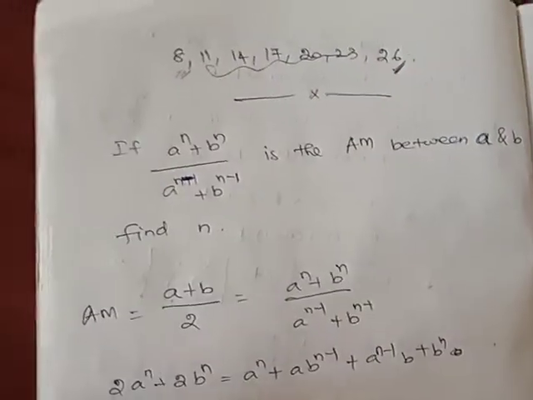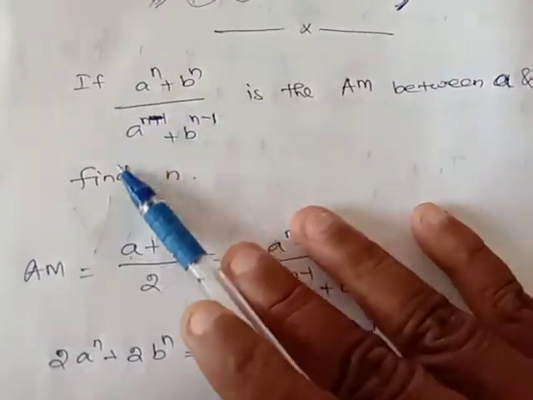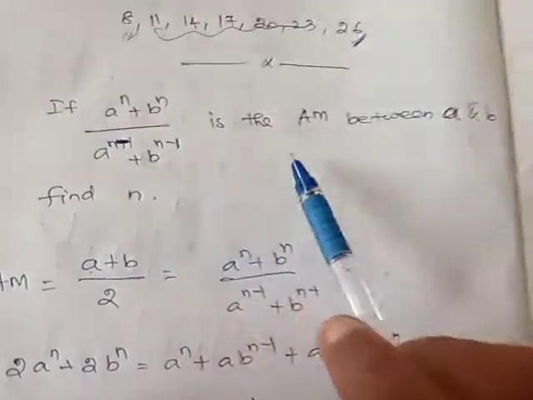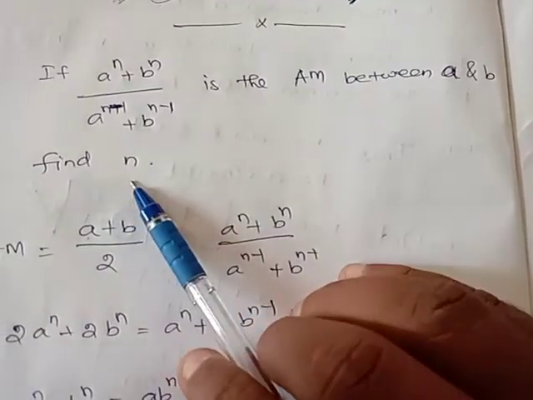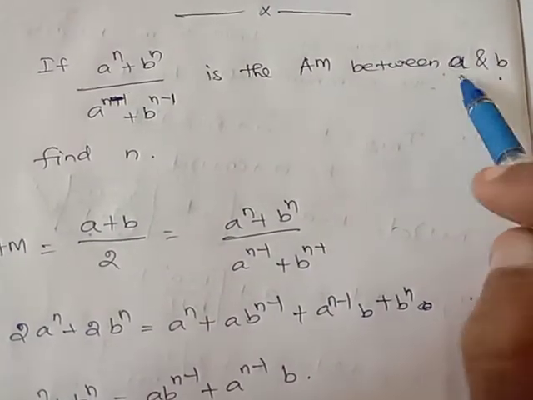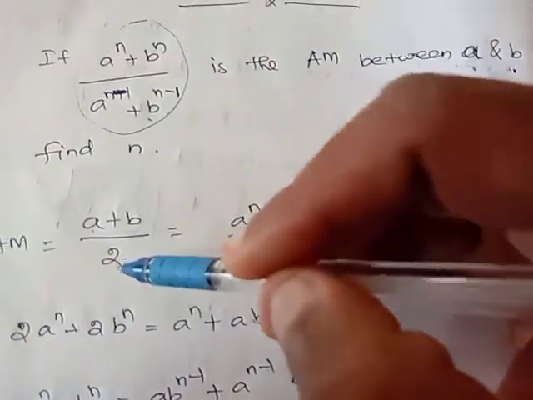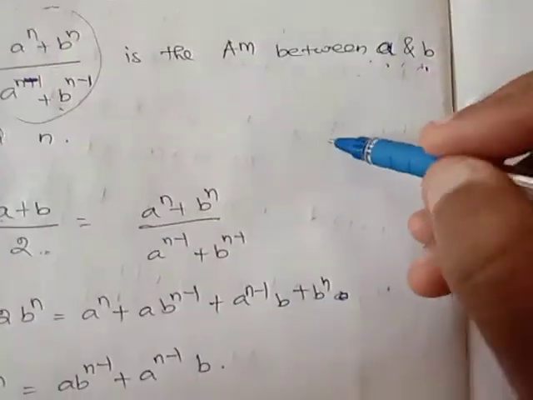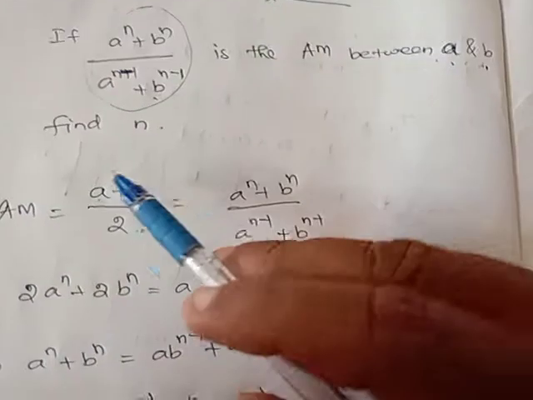And the next and final question: if (a^n + b^n)/(a^(n-1) + b^(n-1)) is the arithmetic mean between a and b, find n. So the first term is a, the last term is b. We have only one arithmetic mean, which means we can use this formula. Otherwise we can use the previous concept also to solve it. We are just using this concept because we have already seen it.